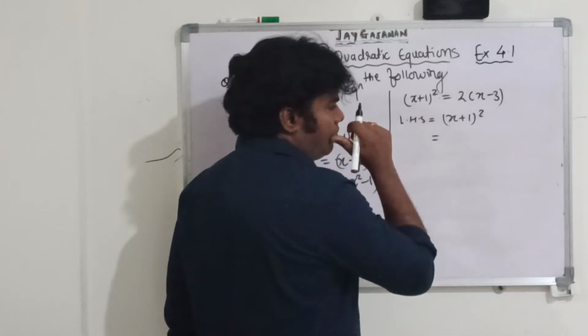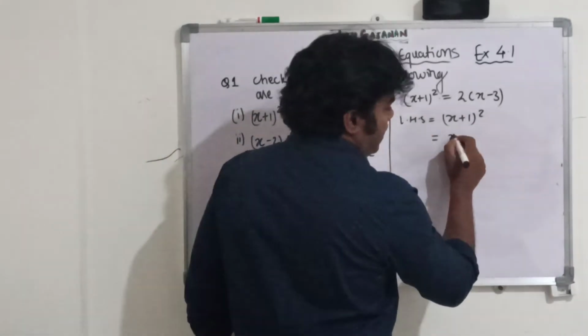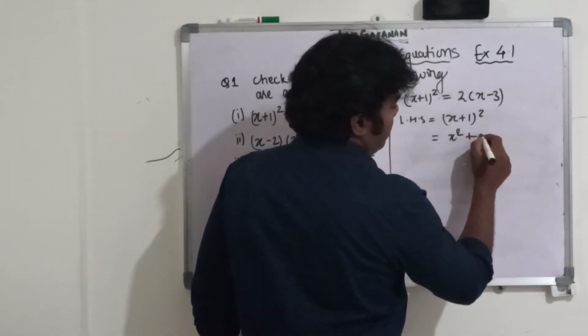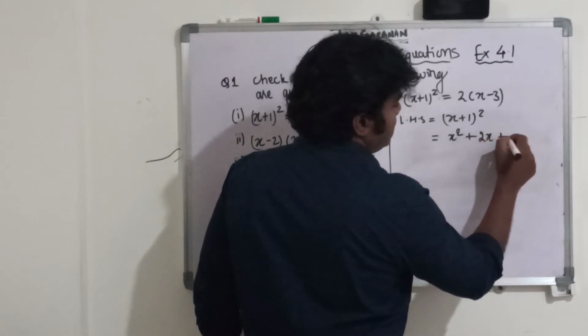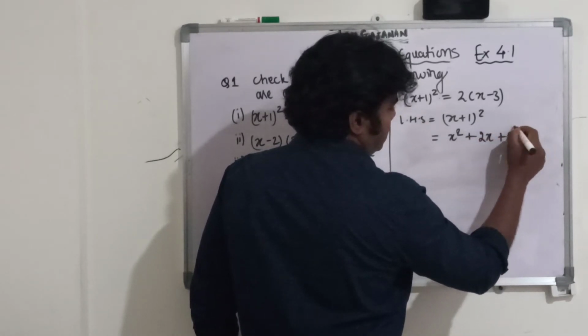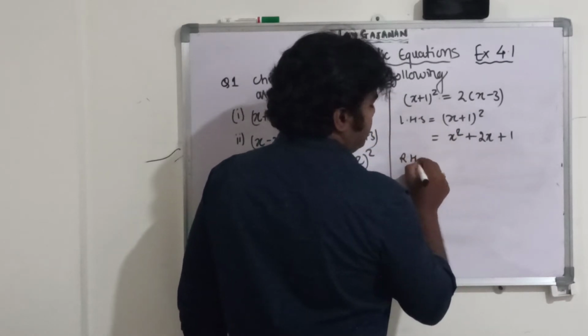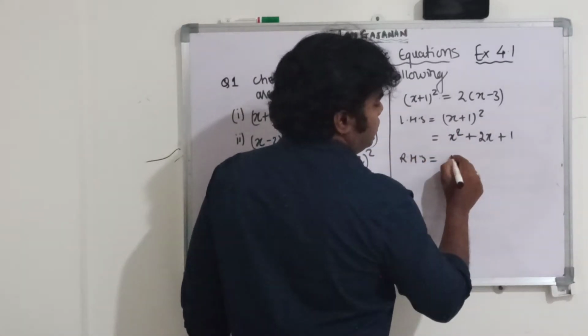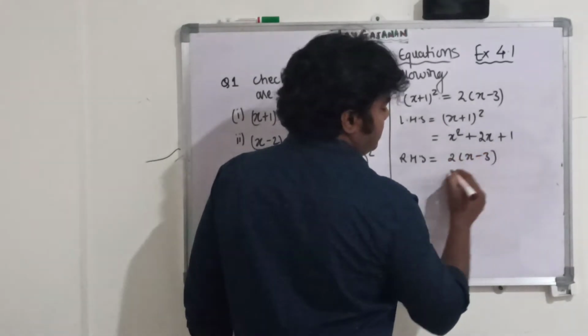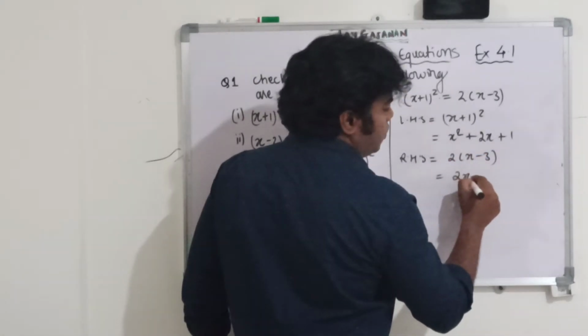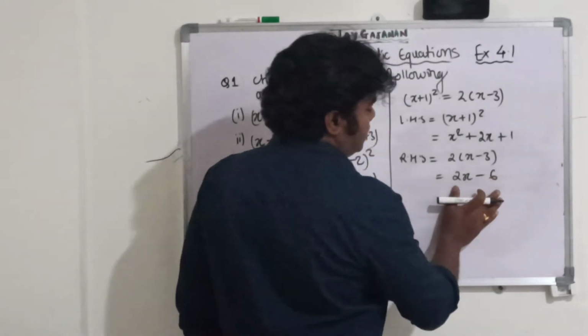As you know, what is the formula of x plus 1 whole square? a square plus 2ab plus b square. So x square plus 2x plus 1, this will be the LHS. Now RHS is equal to 2x minus 3. So this will give you 2 into x, 2x, minus 2 threes are 6. So this is the RHS.